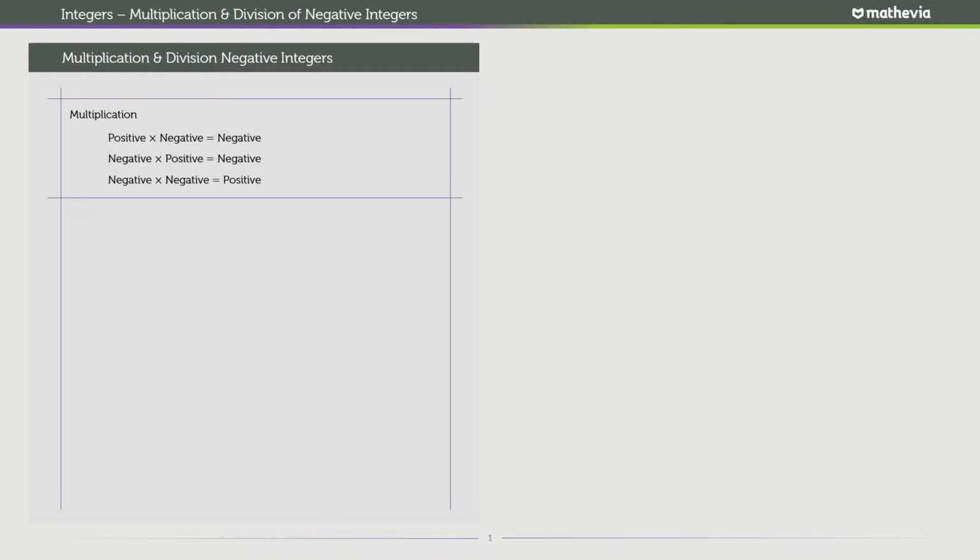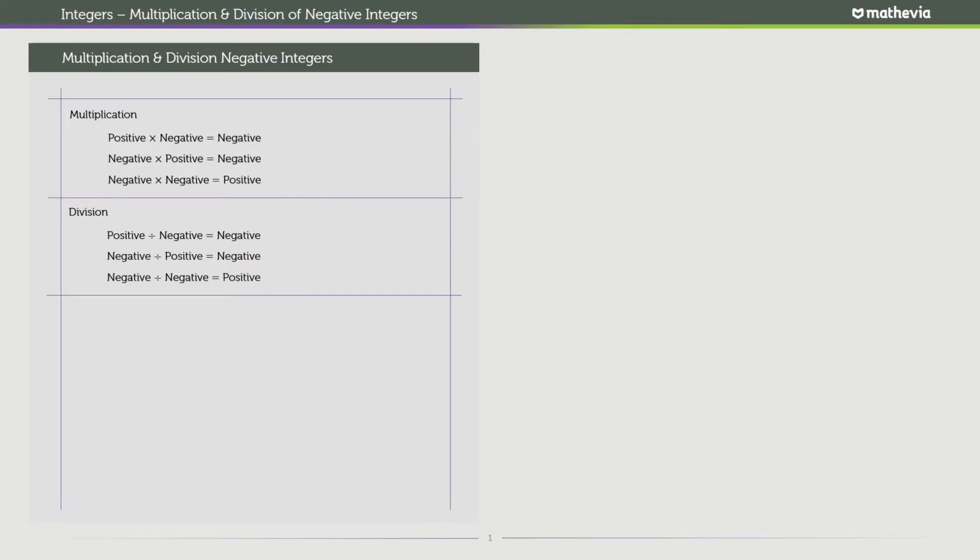Similarly, division has pretty much the exact same laws. If you have a positive divided by a negative, you end up with a negative. If you have a negative divided by a positive, you end up with a negative. And if you have a negative divided by a negative, you end up with a positive. So if the signs are different, you end up with a negative number. If the signs are the same, whether positive or negative, as long as the two signs are the same, you end up with a positive number. Negative divided by negative is positive. And that's it. That's pretty much all you need to know.